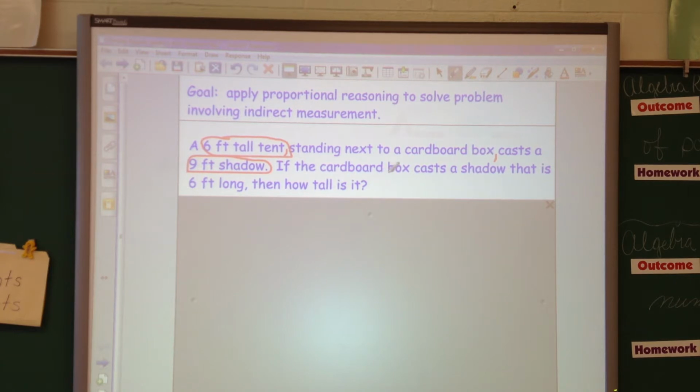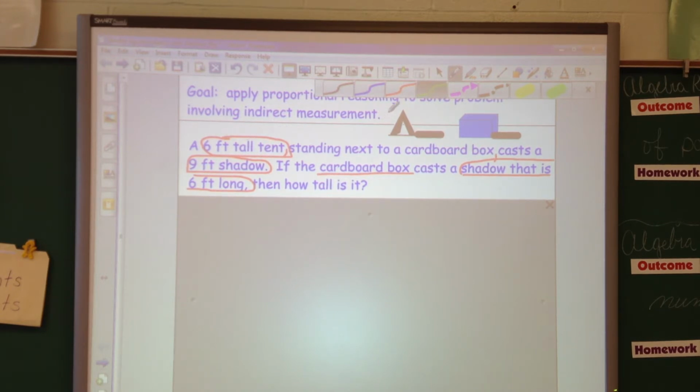If the cardboard box casts a shadow that is 6 feet long, so I have a shadow that is 6 feet long for my cardboard box, how tall is it? Meaning the cardboard box. So if I draw a picture, here's my tent, and there's its shadow. And here's my cardboard box, and its shadow.